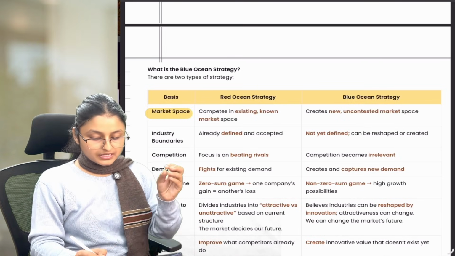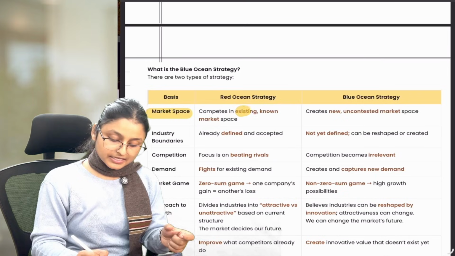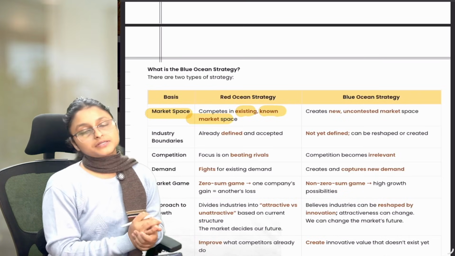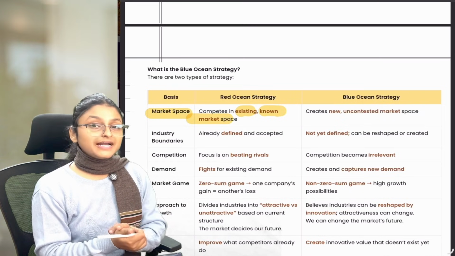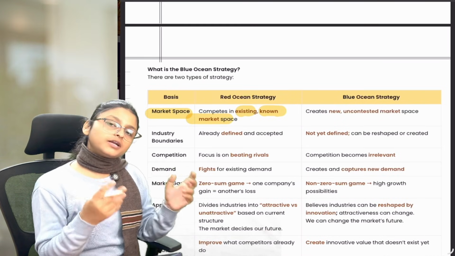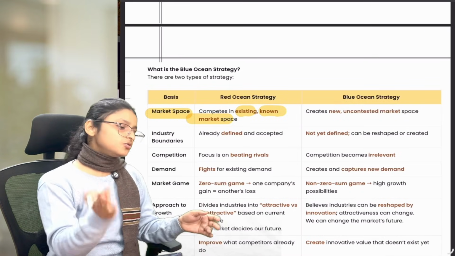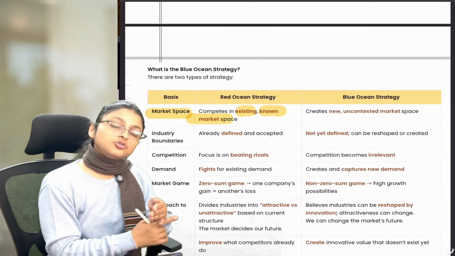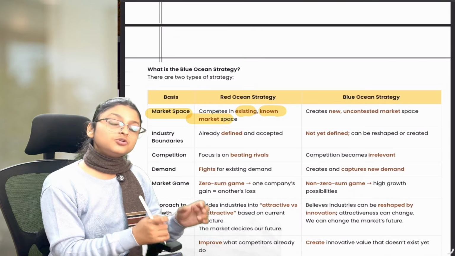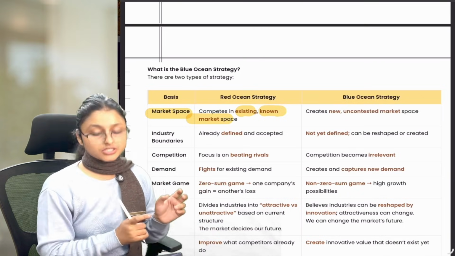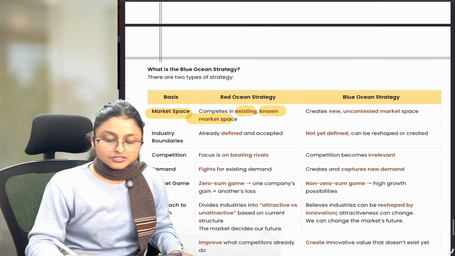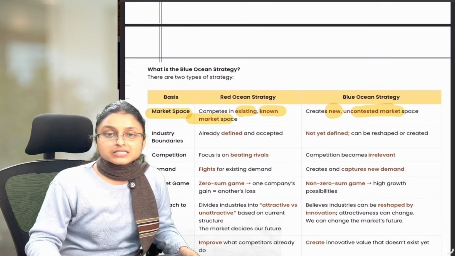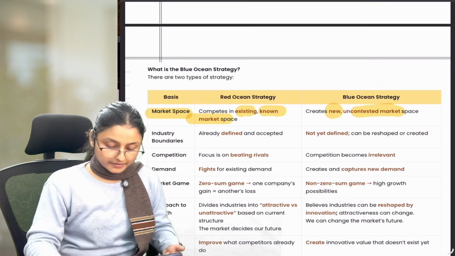First is market space. In Red Ocean Strategy, we have an existing known market space. That means you are working on a market which is already available. Like we have seen one example, right? Chocolate example. A lot of companies are already selling chocolate. You are also the one who is selling chocolate. So you are working on the existing known market space which is already known to everyone in the industry. Next, Blue Ocean Strategy is a completely new, uncontested market space where no one else is there. I am the first one to do something there.